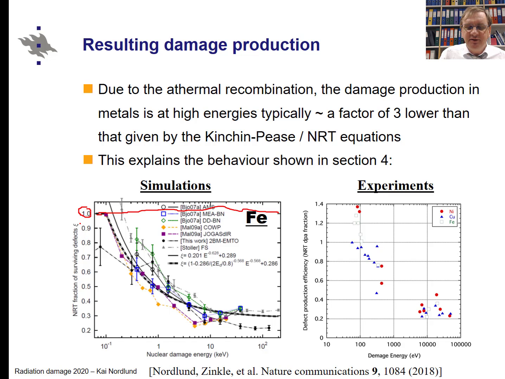This is known as the damage efficiency psi, which is the actual damage observed divided by the NRT prediction. These points are various MD simulations, or in some cases there are also experiments on this. And this is a plot of experiments on iron and nickel and copper. And you see, although the variation in the experiments is very large, you see exactly the same behavior, that the damage production is less than the NRT prediction. But the great thing now is we understand it from the heat spikes.